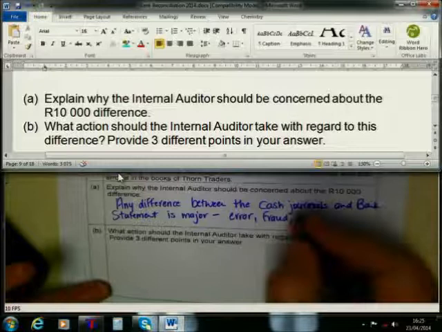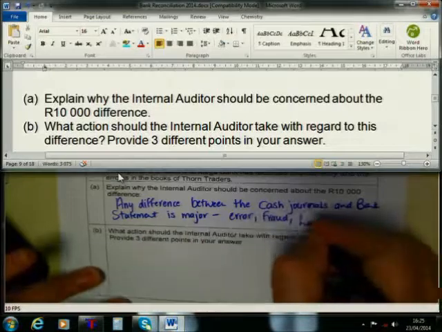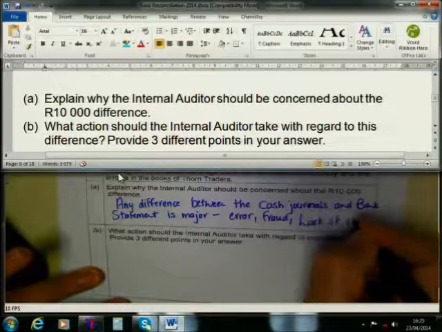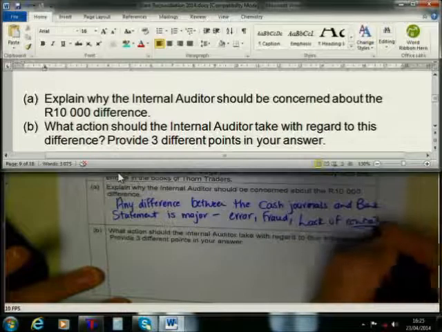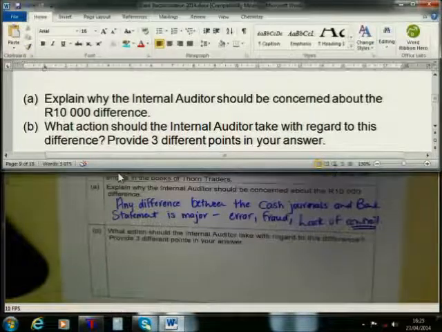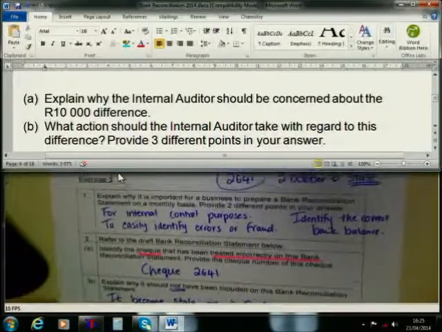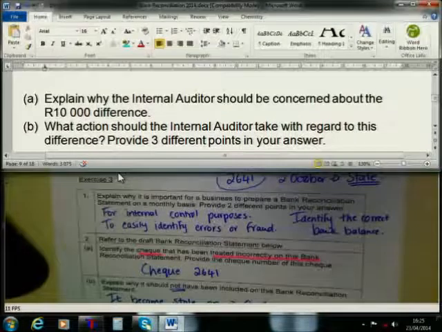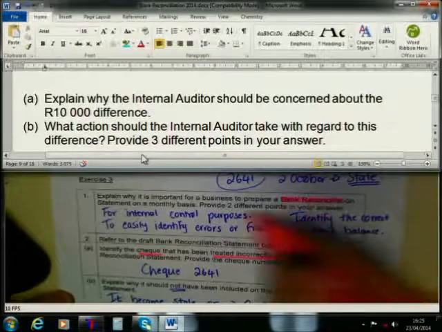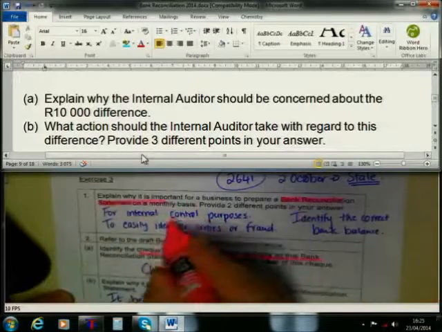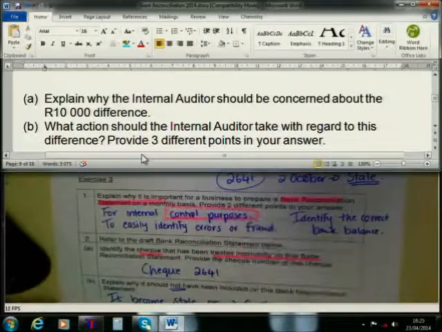There's a lack of control. And that brings us back to the first question of this exercise. The first question was, explain why it is important for a business to prepare a bank reconciliation statement on a monthly basis. Why? For control purposes.